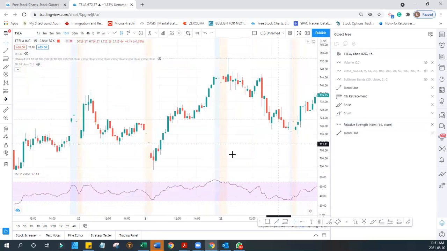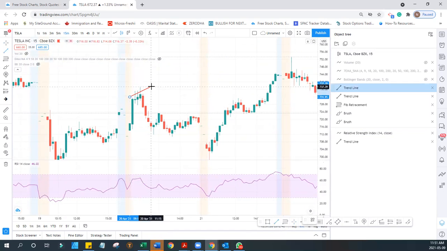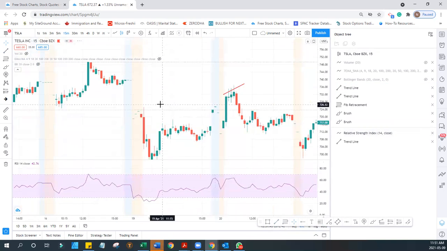So this, you can call a divergence as well. Okay, the price is going up. Oh no, sorry, the price is going up here as well. So yeah, sorry, that wasn't a divergence. So no, I couldn't find the bearish divergence. I'm trying to look for the bearish divergence.